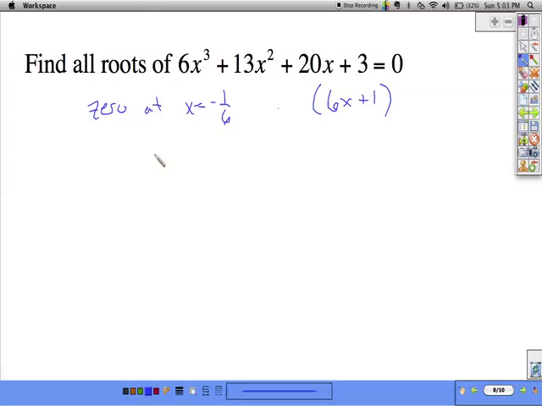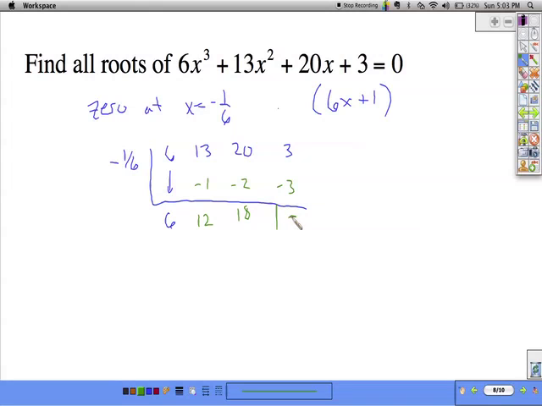And I'm going to use synthetic division here. 6, 13, 23. I could have equated coefficients. That works just fine here also. Synthetic division will work also. I'm just trying to show you another way to do it. So we bring the 6 down, multiply outside, add inside. So negative 1 goes up, we add to get 12. Negative 2 goes up, we add to get 18. Negative 3 goes up, and we better end up with 0 because we know that negative 1/6 is a 0.